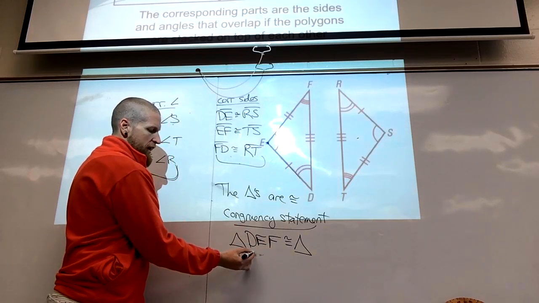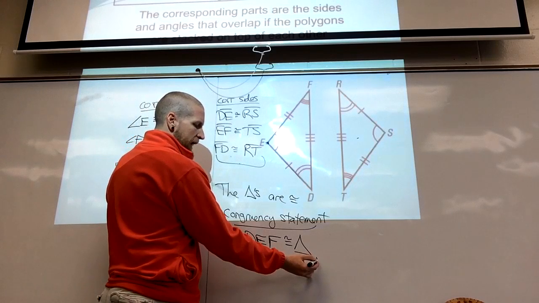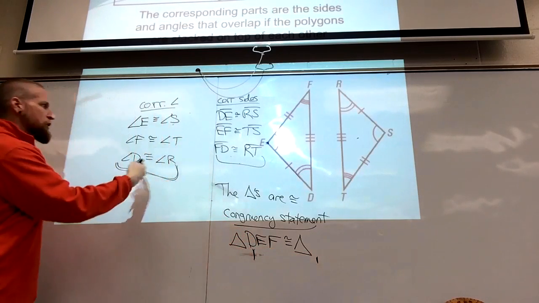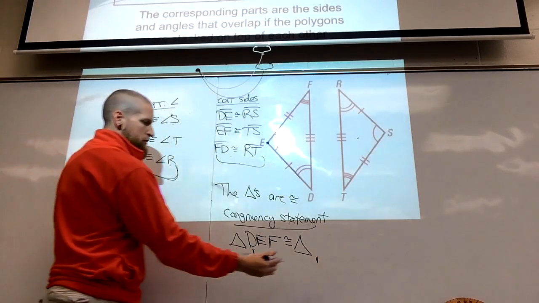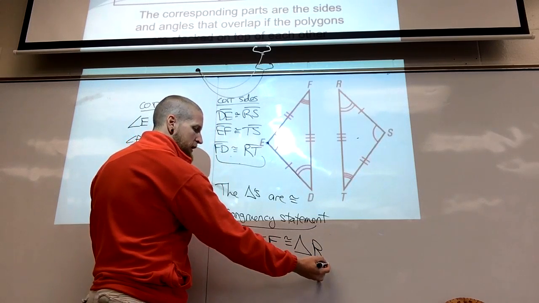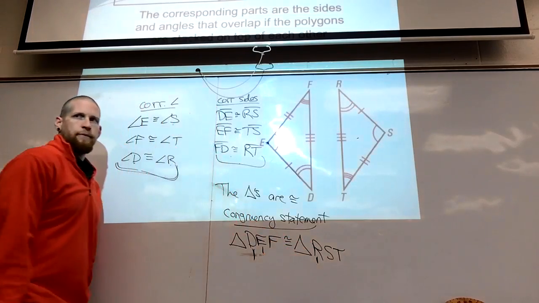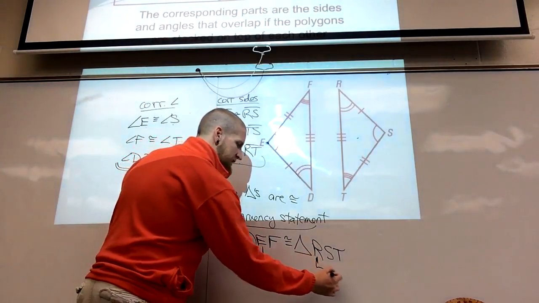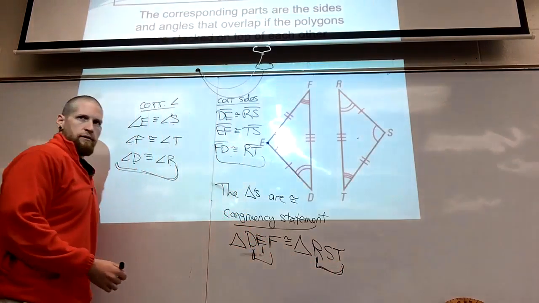Meaning, if I started out with D here, the first letter over here has to be the angle that corresponds to D. So if we go back over here, D and R are corresponding because I had them matched up, so R goes there. The middle letter I have is E, so the middle over here has to correspond to E, which was which one? And then T is the other. So the order of these letters is going to matter. This side has to match up with this one.